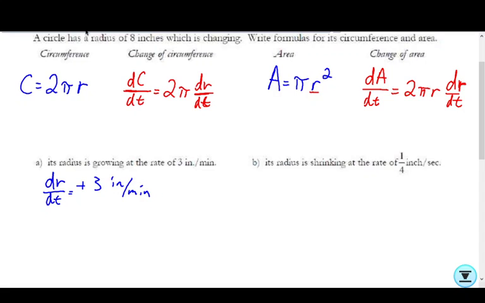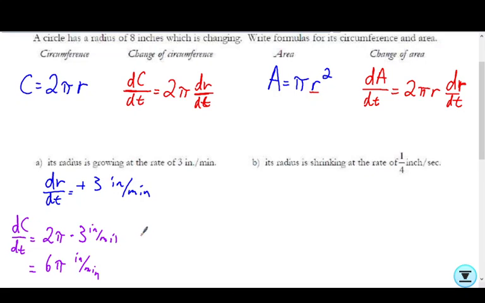So the first part, dC over dt equals 2 pi times dr over dt, which is 3 inches per minute, which means our change in circumference is 6 pi inches per minute. So that's how my circumference is getting bigger.